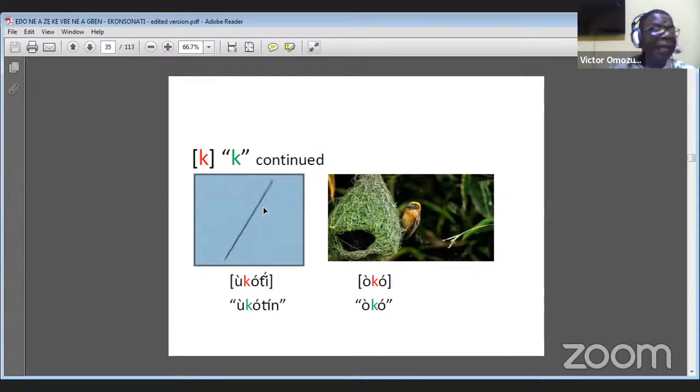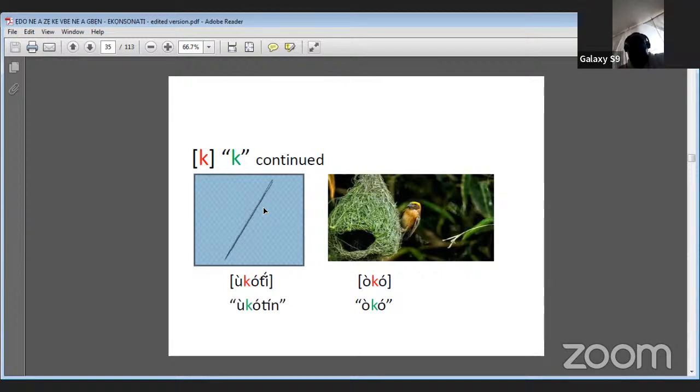Over there, ukoti. So you have the picture of ukoti there. It's usually produced by Ileme, that's the blacksmith. This one is usually very long, and it has a pointed tip like a needle, but the needle is smaller.